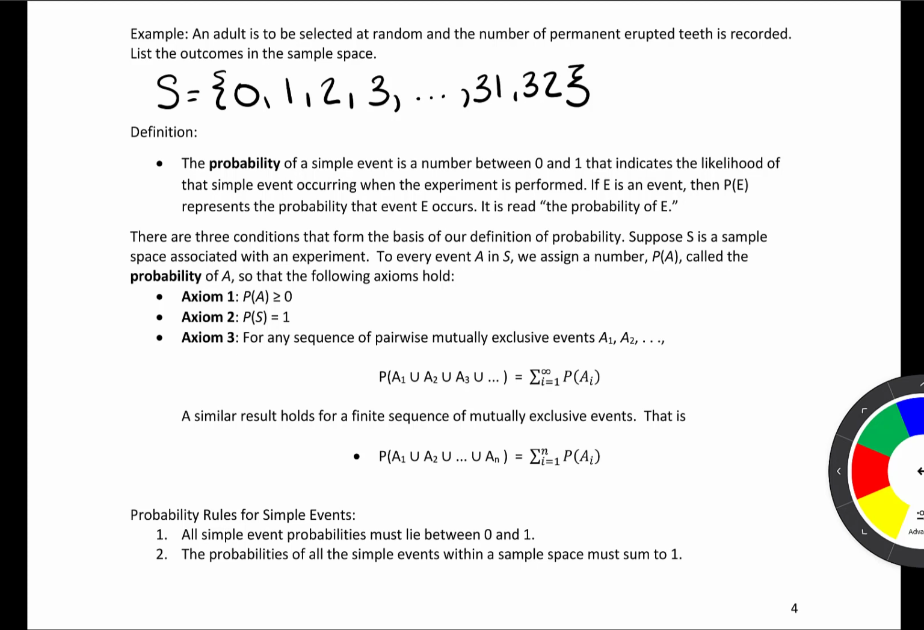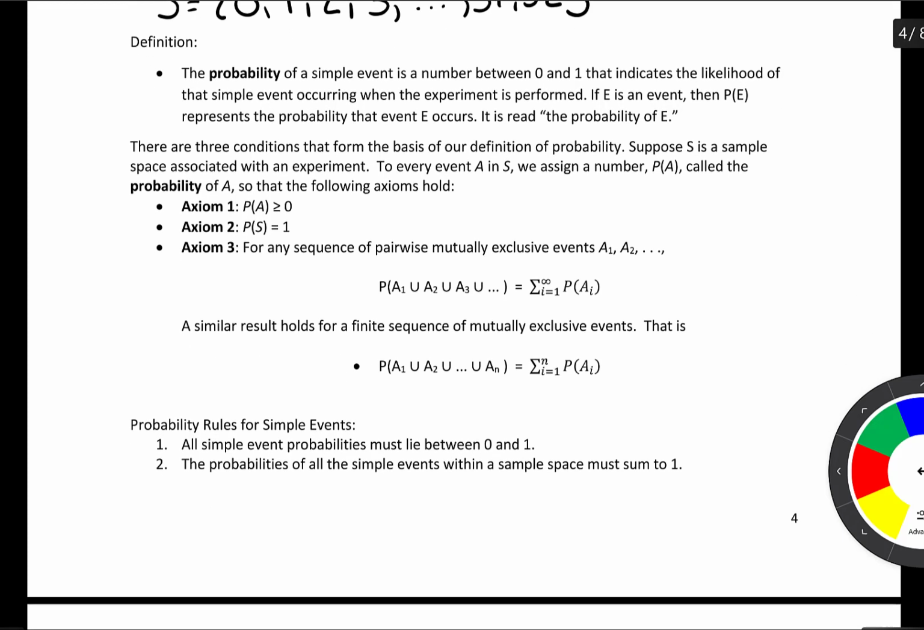And then here, this result holds for a finite sequence of mutually exclusive events. So here, notice we had... Here we're just going up to event AN and looking at the sum of those probabilities. And we're going to look at an example in just a moment and talk about, in context, what is happening here. And then just a couple probability rules.